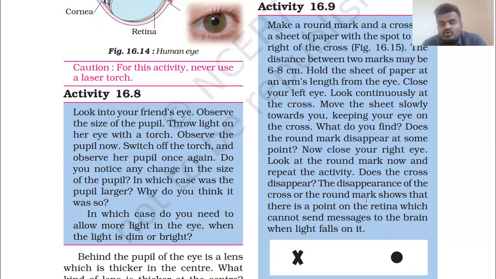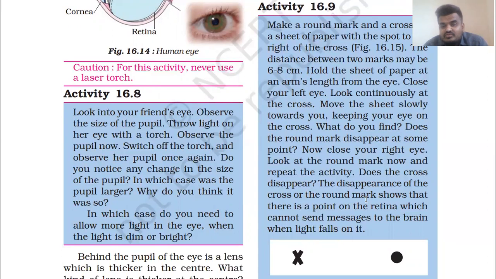Hold the sheet of paper at an arm's length from the eye, approximately 1 meter. Close your left eye, look continuously at the cross, and move the sheet slowly towards you.